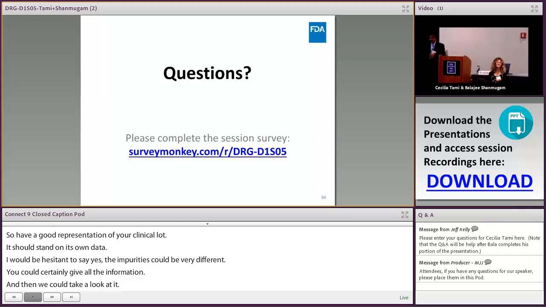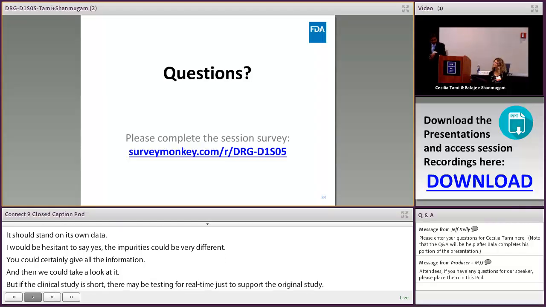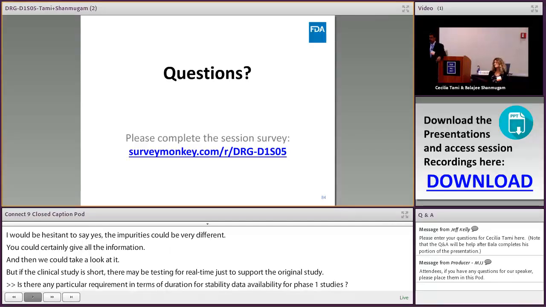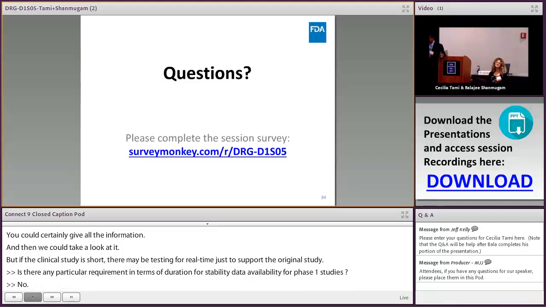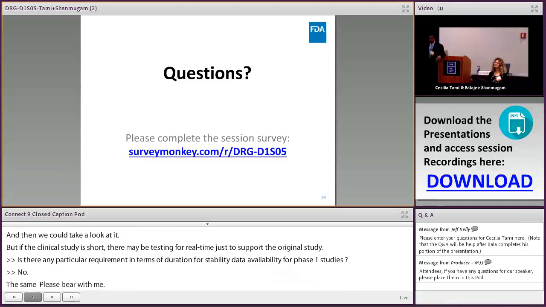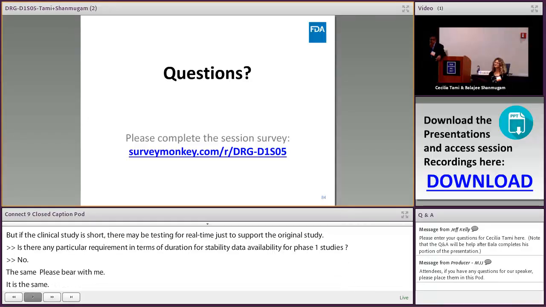Is there any particular requirement in terms of minimum duration for stability data availability for a phase 1 study? It's the same as above. We need to have data just to support your duration of the clinical study. That's about it. There's no minimal requirement now. Okay. Let's do 2 more.